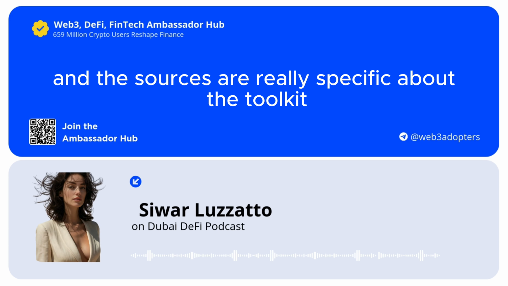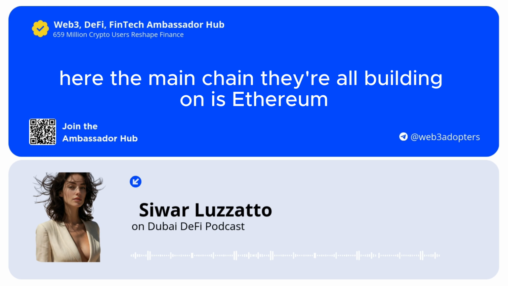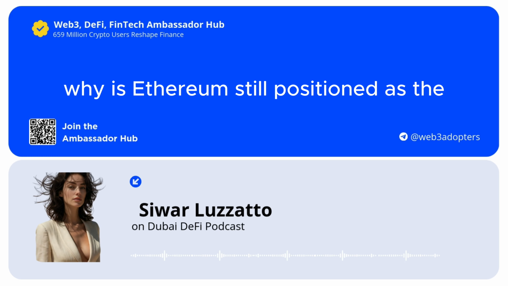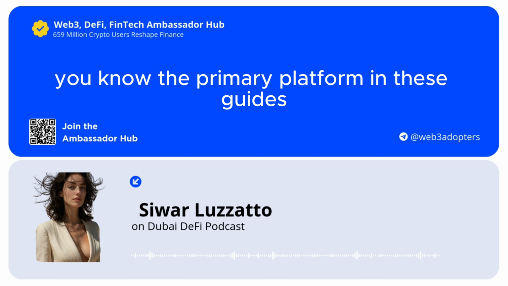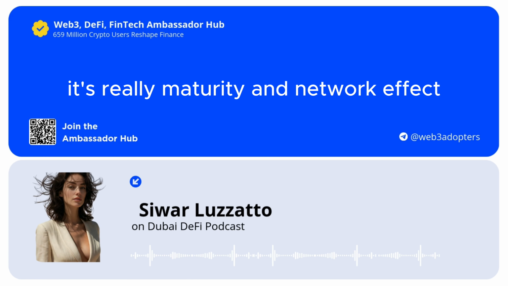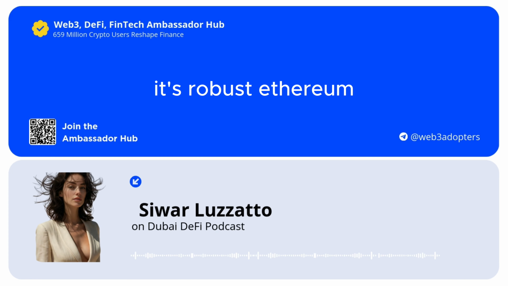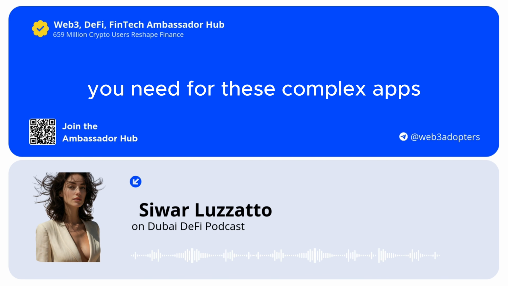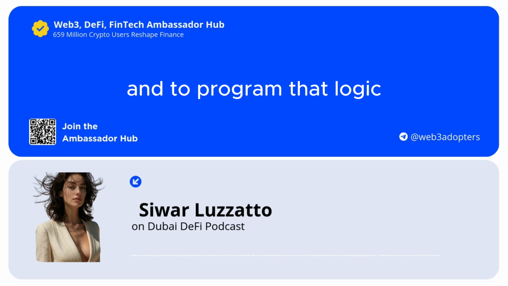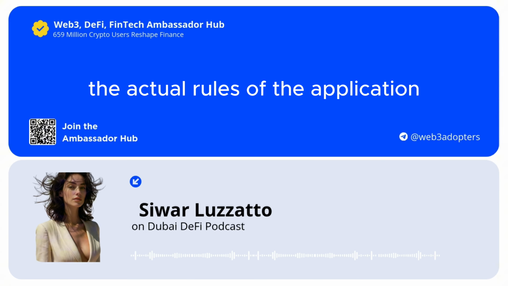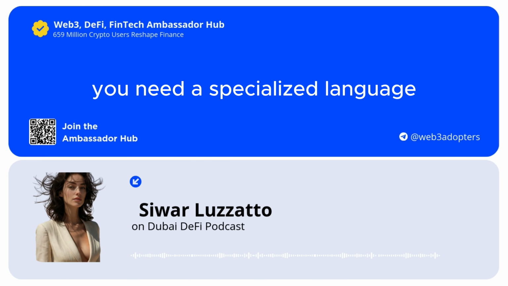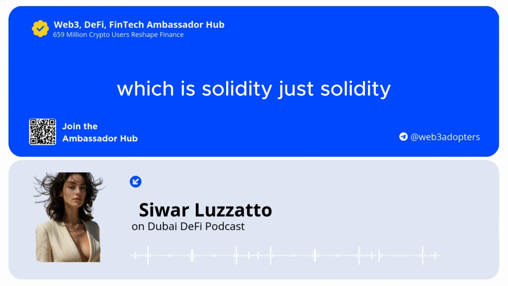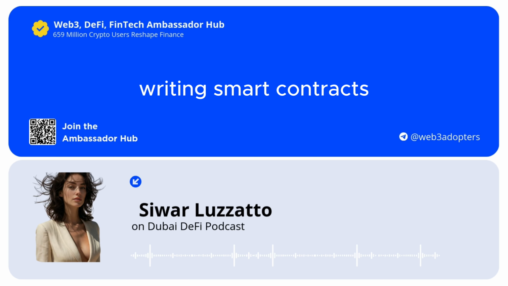And the sources are really specific about the toolkit here. The main chain they're all building on is Ethereum. Why is Ethereum still positioned as the primary platform in these guides? It's really maturity and network effect. I mean, it's been around, it's robust. Ethereum supports the kind of programmable logic you need for these complex dApps. And to program that logic, the actual rules of the application, you need a specialized language. Which is Solidity. It's designed for one thing, writing smart contracts.